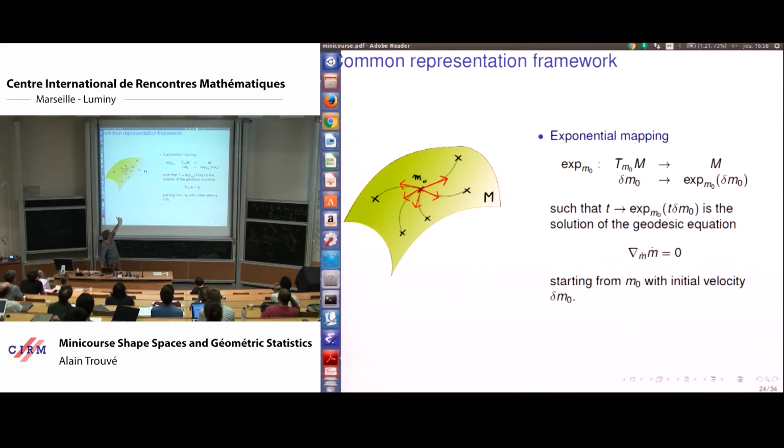This will be the central tool for all the talk of Xavier. So here we have this manifold, and we have the normal coordinate. This is just a geodesic mapping. So you have this shooting. Very simple idea. But when you want to solve these geodesic equations, that's going to be quite hard.